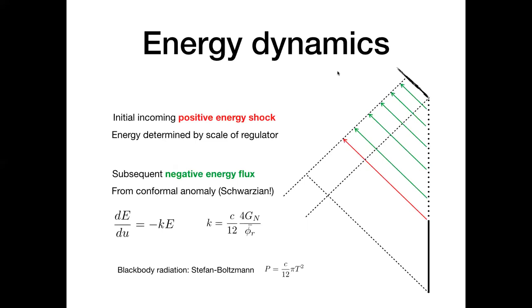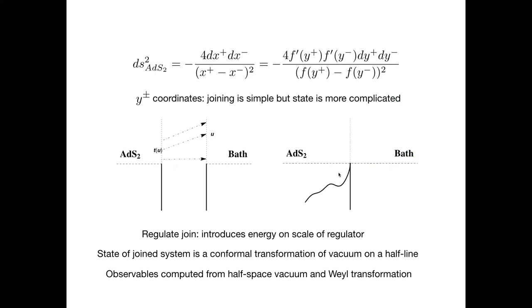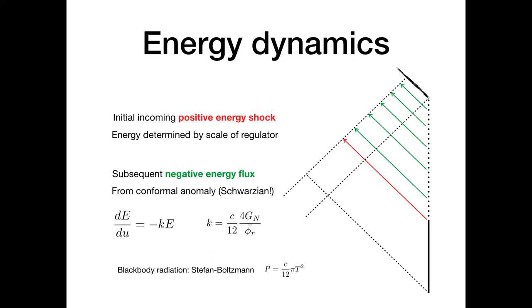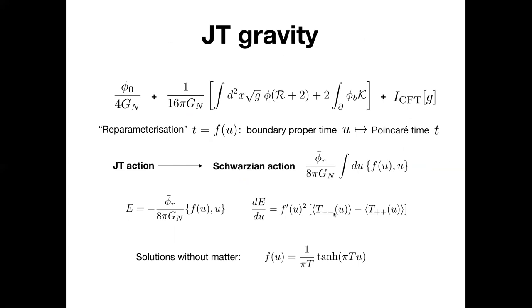So what we find is that this regulator introduces some positive energy shock, and the energy in that shock is determined by the scale of this regulator. And then you can calculate the energy flux in the state afterwards, and you find that it obeys this simple equation, which is basically an energy balance equation. T++ is the outgoing energy, which is zero, and T-minus is the ingoing energy, which turns out to be negative, and it's determined by the conformal anomaly.